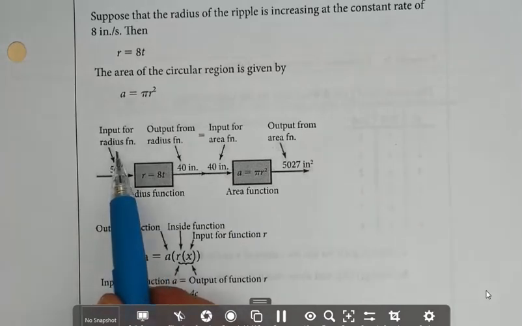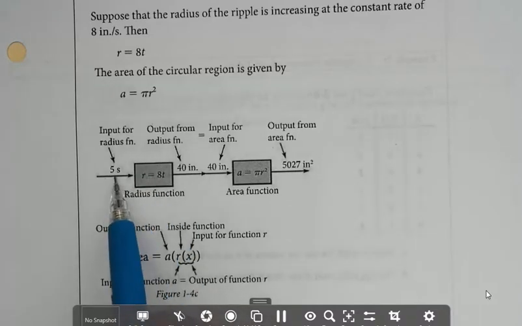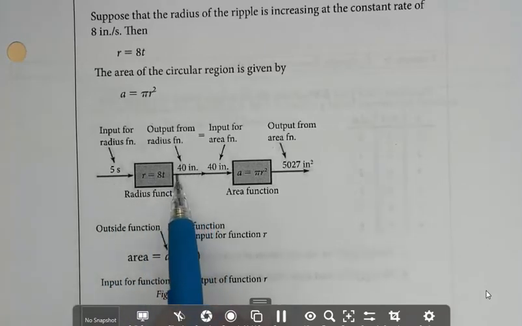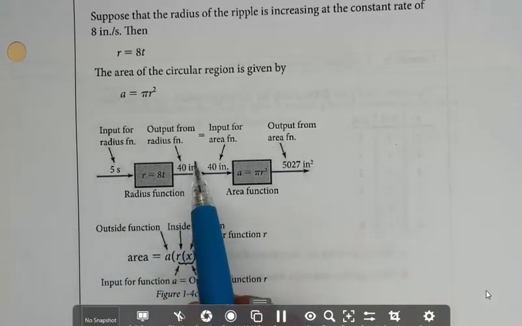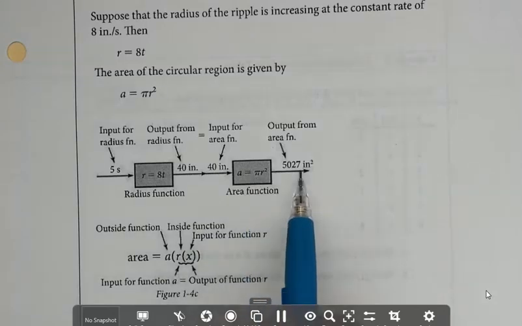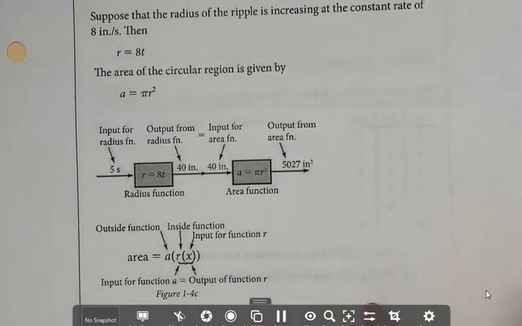Let's say, for example, 5 seconds. So in 5 seconds, what's the area of this circular ripple? Well, we need to put the 5 seconds into the radius function, which gives us 40 inches. Then this becomes the input, right? That becomes our radius, which we then input into the area function, getting out the entire area of the ripple.